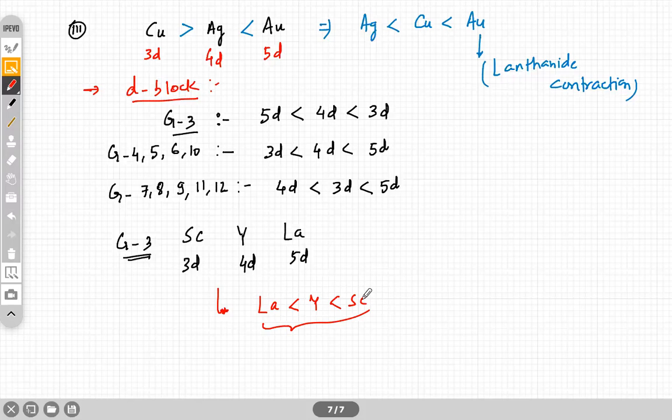Okay, this order you must remember. Now you write down the next thing here. The fourth point. For the same element, electronic configuration is not considered.